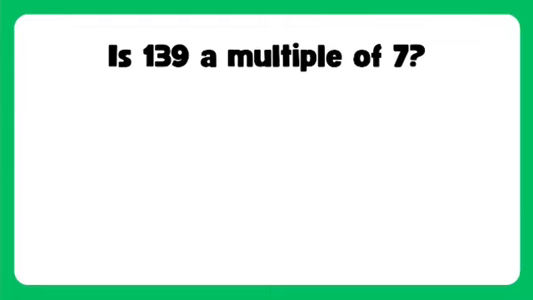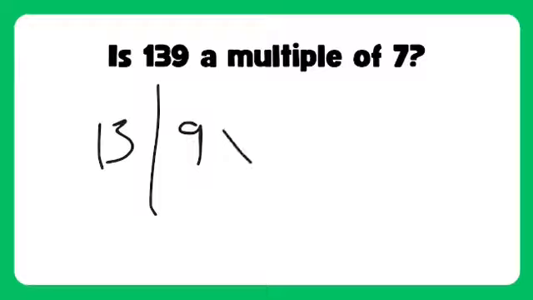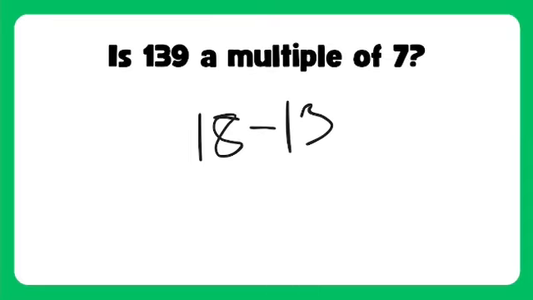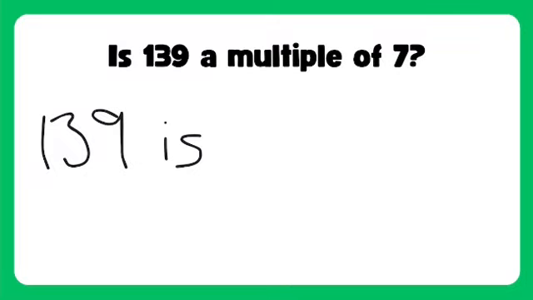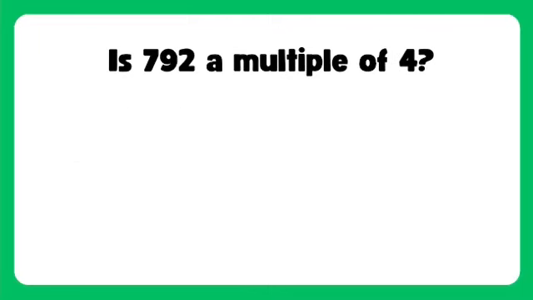So if you remember, for 7, the divisibility rule is hard, but we're going to do it. So we have 139, we're going to split it, multiply this by 2 and get 18. Now we're going to take the greater number, which is 18 minus 13. That gives us 5, and 5 is not divisible by 7, so we can say that 139 is not a multiple. Now let's move on to the next question.